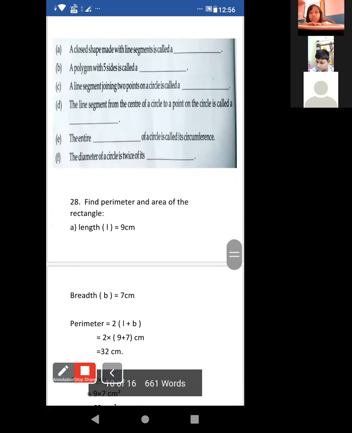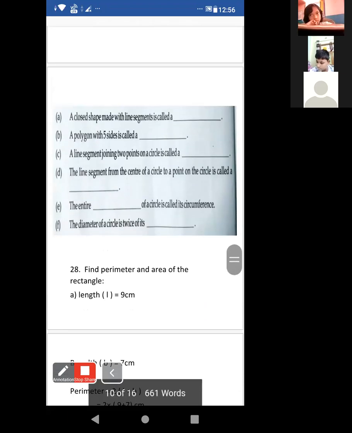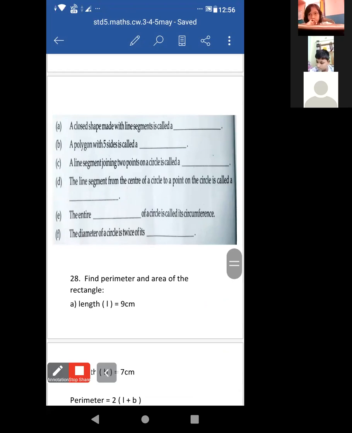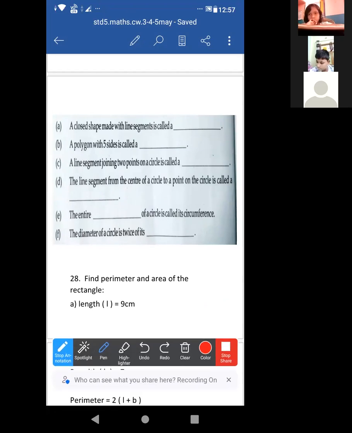Now just look at this number E. The entire length. Let me explain. The entire dash is given, and I have already said the answer. Now I'm going to explain how. The entire length of a circle is called its circumference. Circumference means perimeter, the length of the boundary. The length of the boundary of a circle.